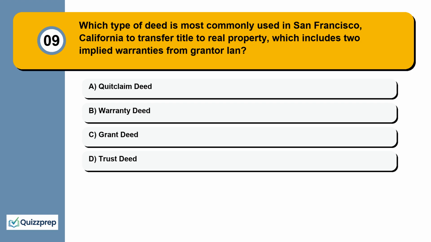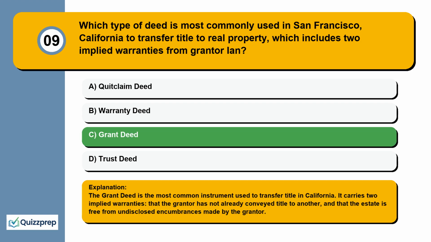Question 9. Which type of deed is most commonly used in San Francisco, California to transfer title to real property, which includes 2 implied warranties from grantor Ian? Quitclaim deed, warranty deed, grant deed, trust deed.